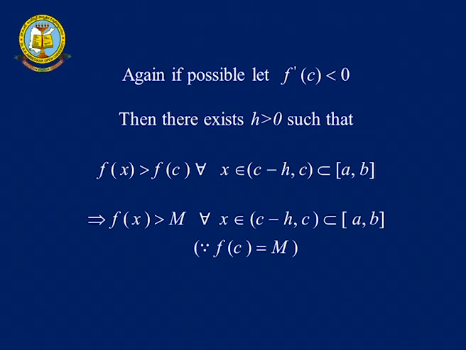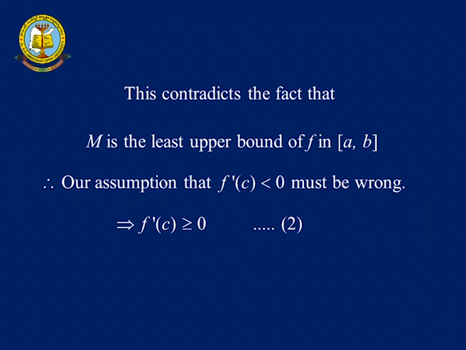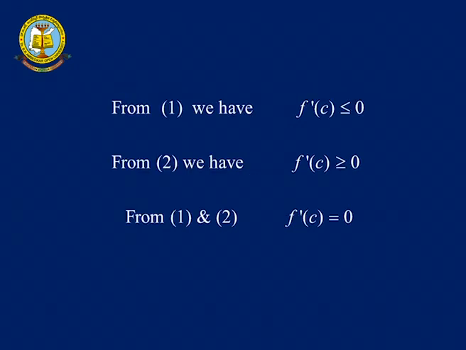Now this also gives a contradiction. Why? Because M is the least upper bound, but here again we are getting one more element such that f of x is greater than M. So we get a contradiction. So that is why our assumption is wrong. What is our assumption? That f dash of c is less than 0 must be wrong. So f dash of c less than 0 is wrong, which implies f dash of c is greater than or equal to 0. So from the first case f dash of c is less than or equal to 0, and in the second case f dash of c is greater than or equal to 0.